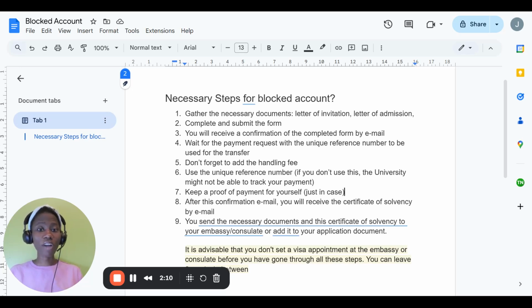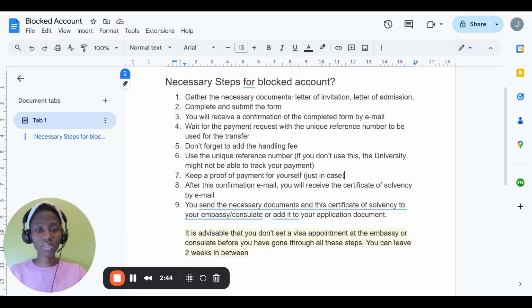So even if you have 12,000 euros in your blocked account and you are going to the embassy to submit your documents, make sure that you still have paid your school fee. Attach the evidence that you have paid your school fees, and also the solvency document or certificate that you would get once you make the payment into the blocked account. This process can vary depending on your university, so check your university website for the case that applies to you, because it's case by case. These are the most common steps.